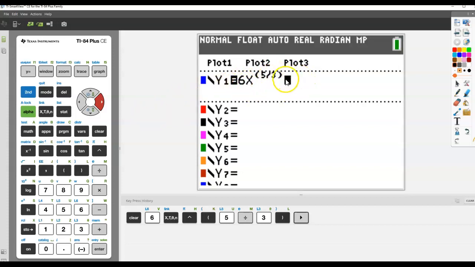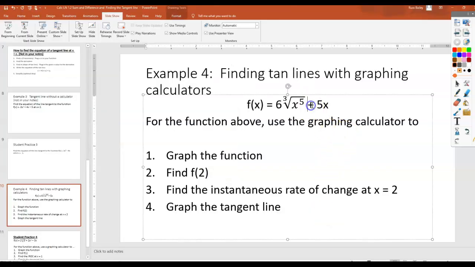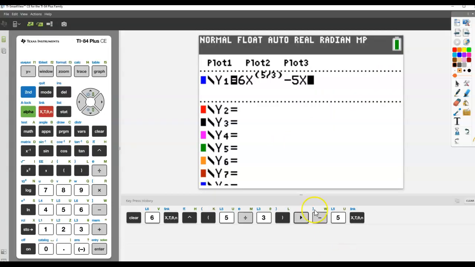But anyway, now we're back out of the exponent. The next thing I'm going to put is minus 5x. And you know what? I just realized something. I'm going to go back to this page. I know this said plus, but I actually forgot to change it. I'm going to make it minus 5x. Okay, it's minus 5x.